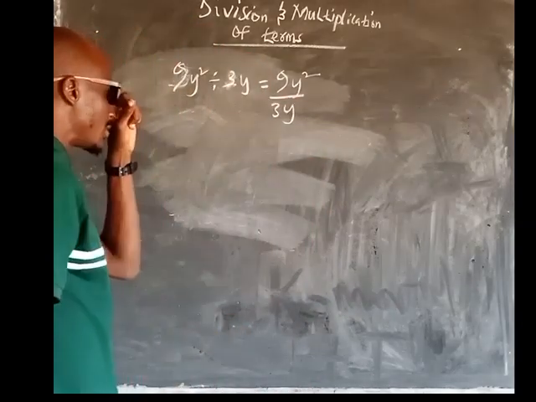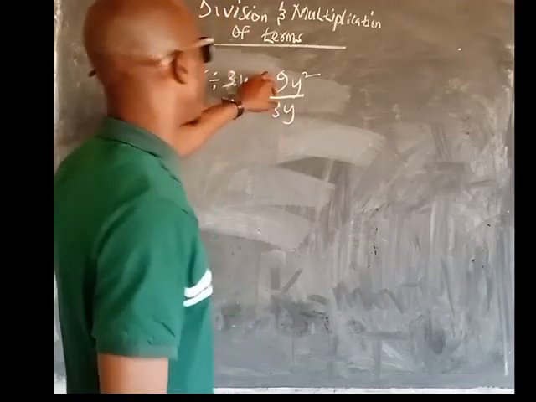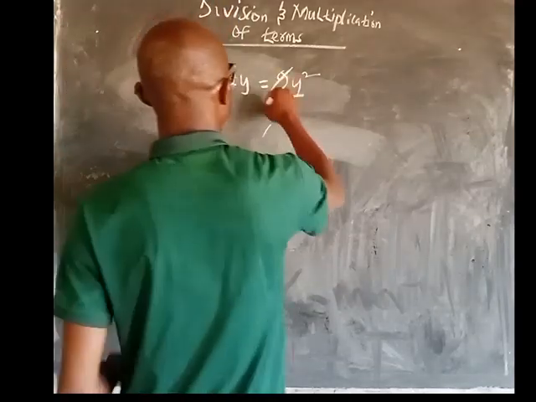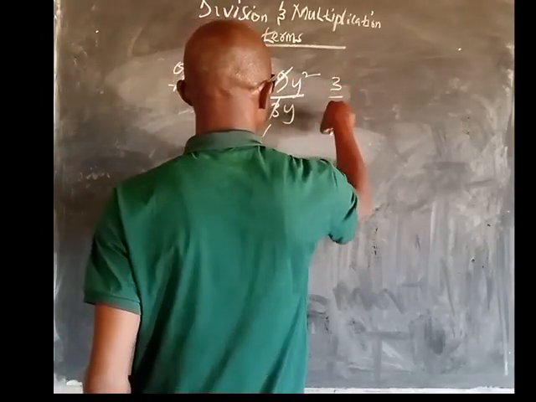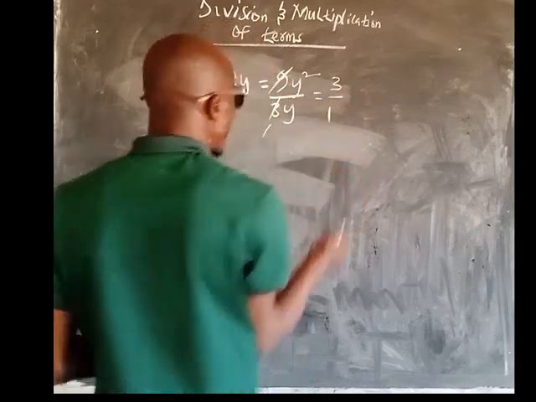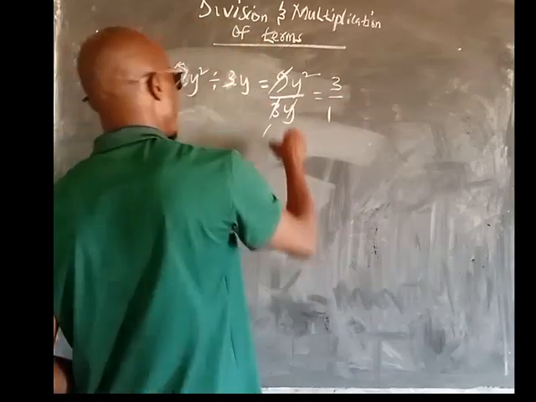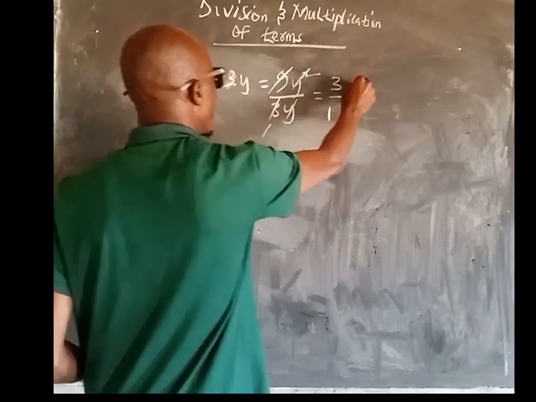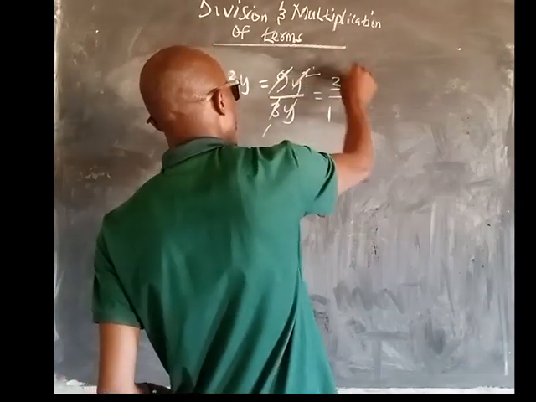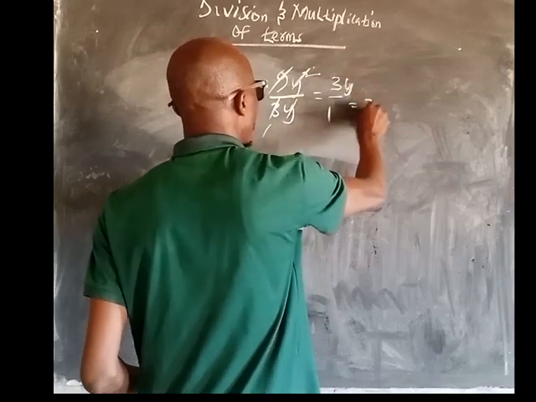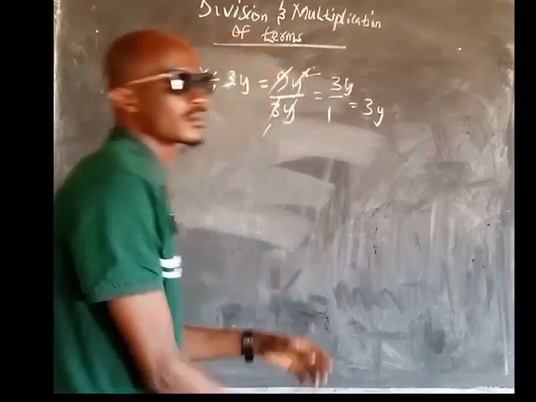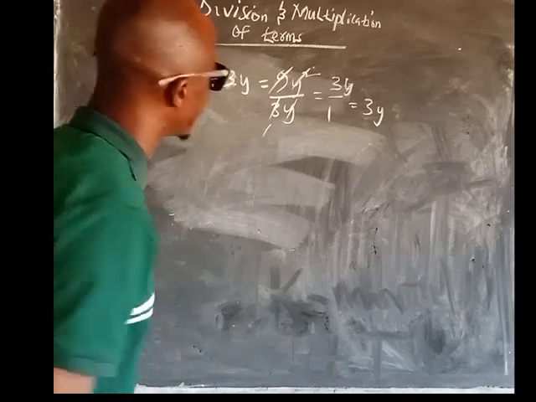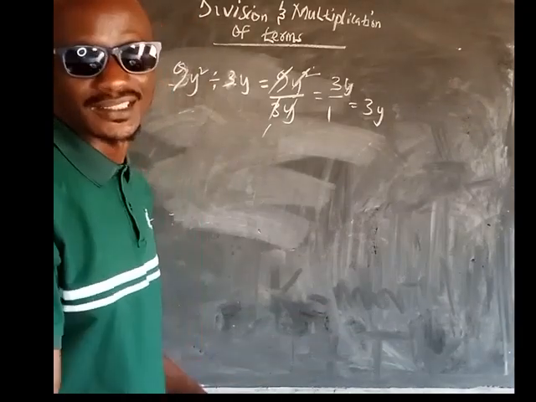So what we focus on at first is the 3 and the 9. 3 here is 1, 3 is 9. It's 3. Don't forget 1 is there. Then the next one we have is 1y here, 2y here. So 1y cancels 1y. We have what? We have just 1y left. So we have the 3y. So the answer will be what? 3y.